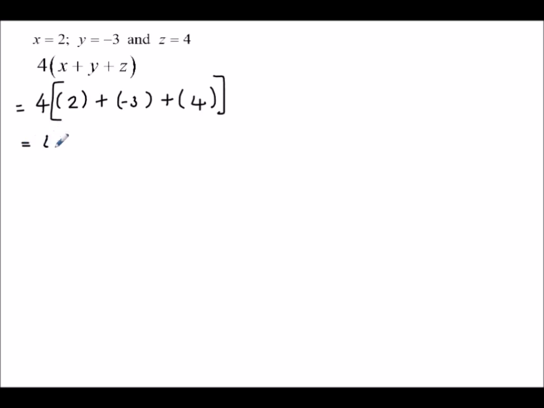I work from the inside out, so I will do 2. The brackets just fall away. A positive times a negative is -3. Positive multiplied by a positive is positive 4. I simplify inside the brackets. So again, 2 plus 4 is 6. 6 minus 3 is 3. And that means 4 multiplied by 3, which is 12. Let's look at the next example.